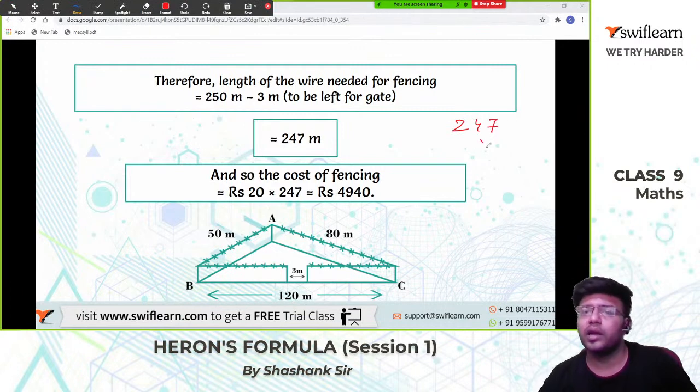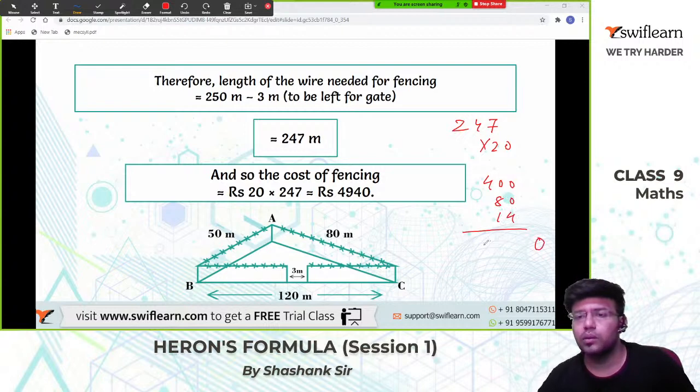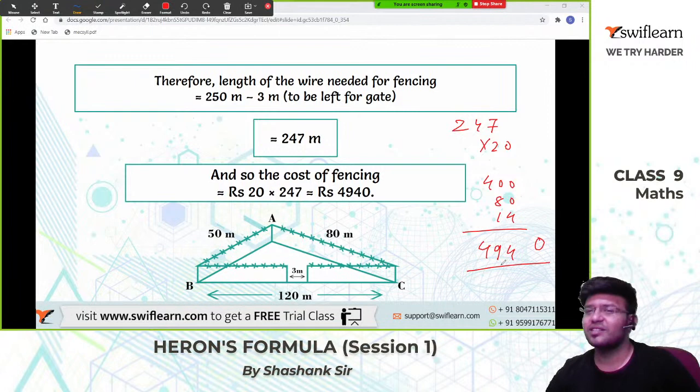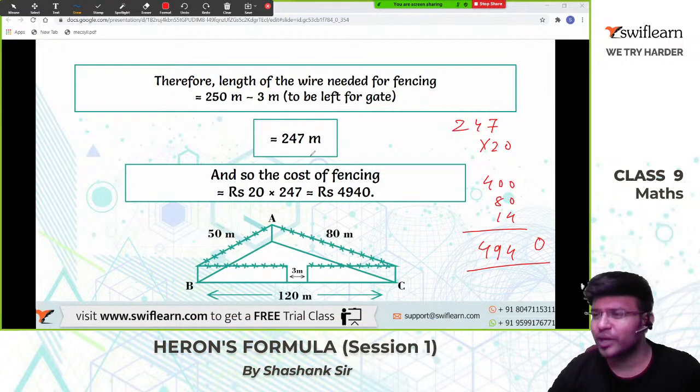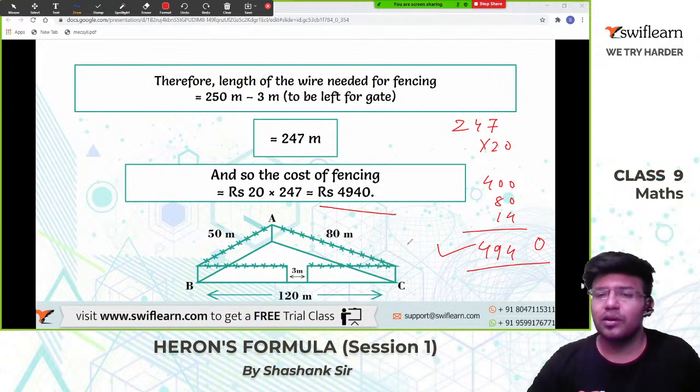Into 20. Double of 200 is 400. Double of 40 is 80. Double of 7 is 14. Add them and put a 0. So 494. You can do this multiplication by the normal method. I have used shortcut techniques. Do it by the normal method, you will also get the same answer. So rupees 4940 is the cost of fencing this garden.